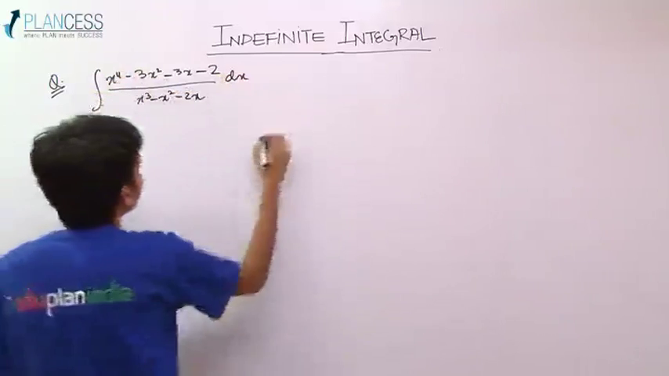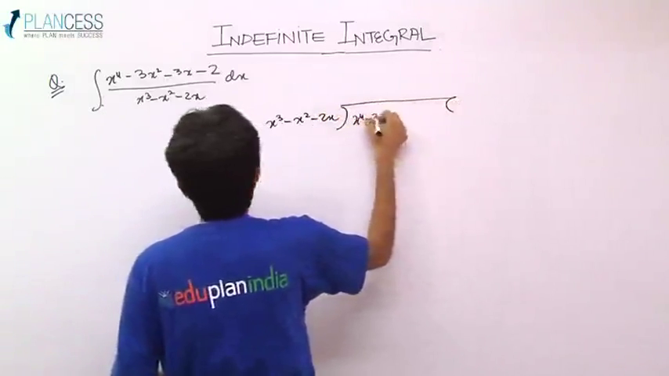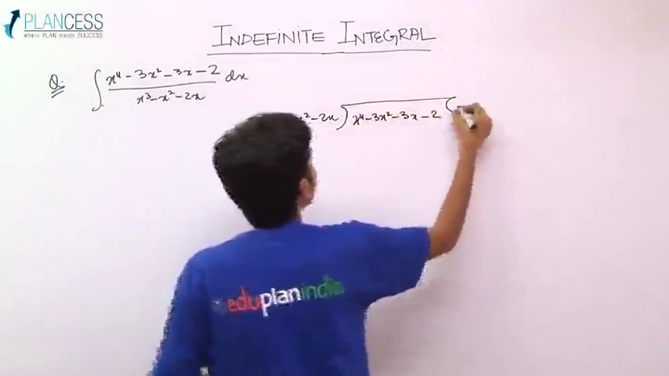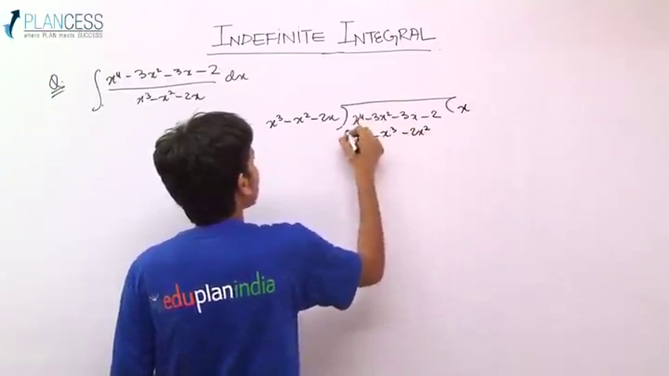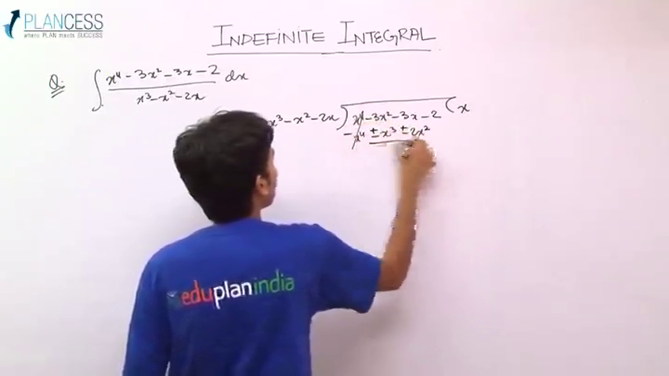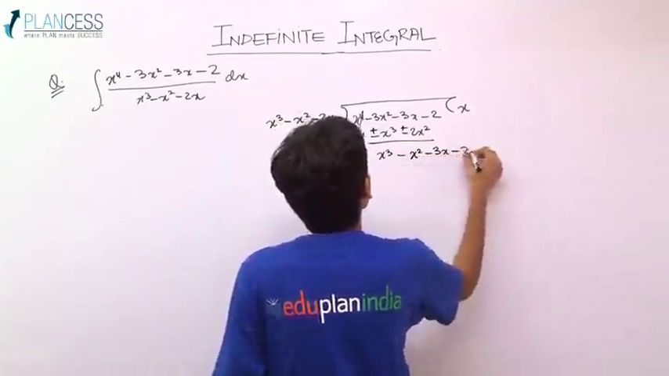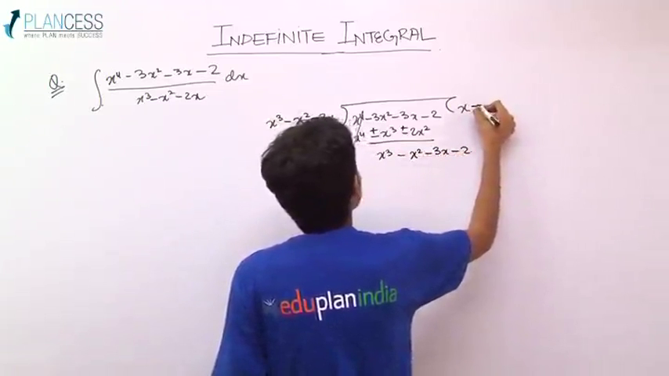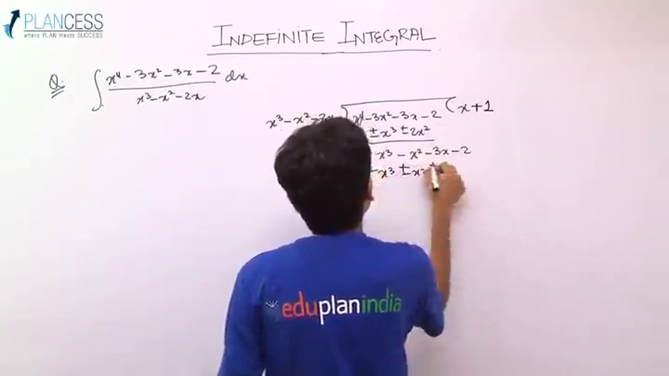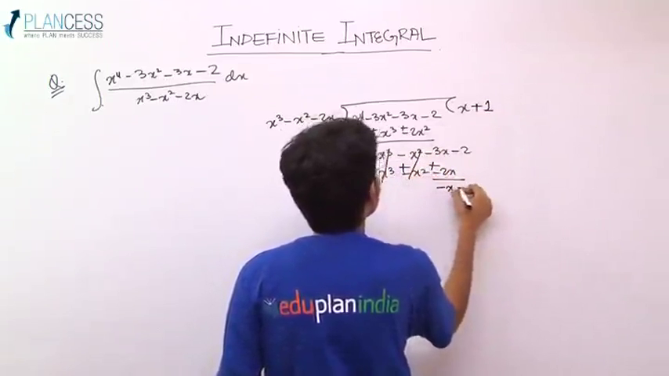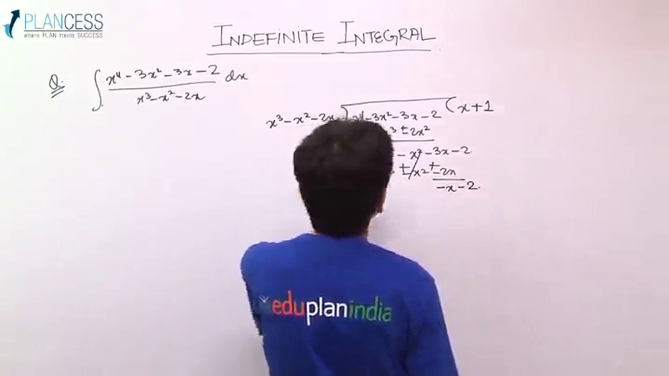So let's divide it. We have x cube minus x square minus 2x dividing x4 minus 3x square minus 3x minus 2. First of all we have x4 minus x cube minus 2x square, so this is minus, plus, plus, so this gets cancelled out. We have x cube minus x square minus 3x minus 2, so plus 1. We have x cube minus x square minus 2x, so this cancels out, this cancels out, and we have minus x minus 2.